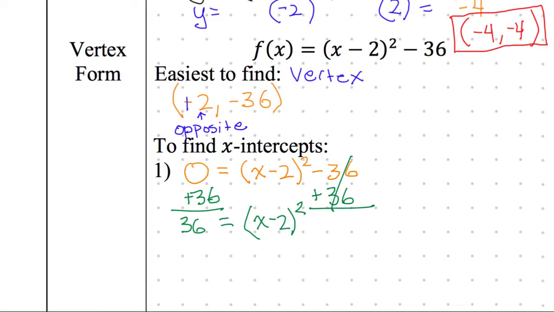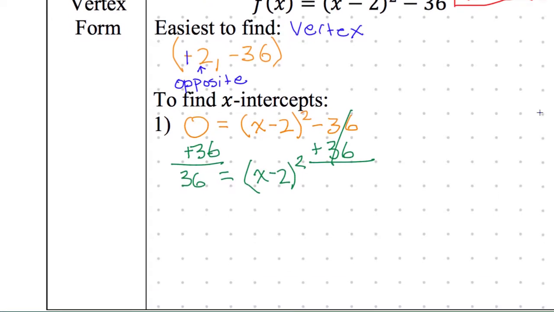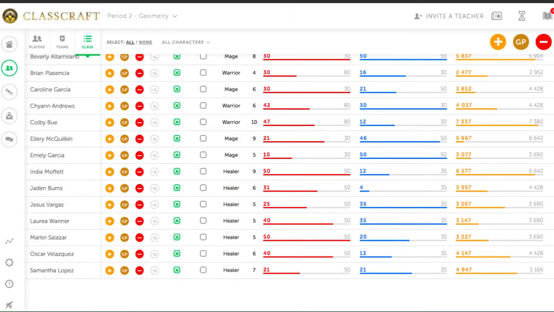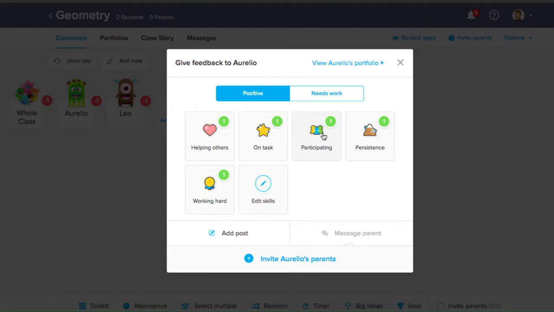6 equals x minus 2. You're really, really close. What did you do to both sides to get that? Square root. Yeah, there it is. So we square root both sides. Can you say what you said again? 6 equals x minus 2. You have half of it right. What do you miss? Ah, there it is. Good catch. That's my dojo point. Thank you, Aurelio.